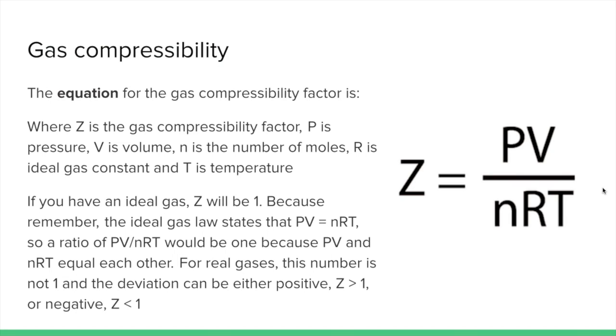Gas compressibility. The equation for this is Z equals PV over nRT. Z is the compressibility factor, P is pressure, V is volume, n is the number of moles, R is the ideal gas constant, and T is temperature. If you have an ideal gas, Z will be 1, because remember that the ideal gas law states that PV equals nRT. So the ratio PV over nRT would be 1, because PV and nRT equal each other. For real gases, the number is not 1 and the deviation can be either positive, Z is more than 1, or negative, Z is less than 1.